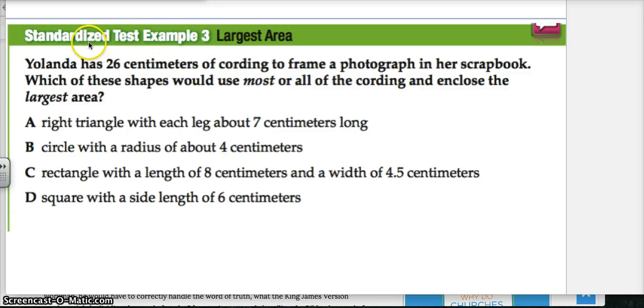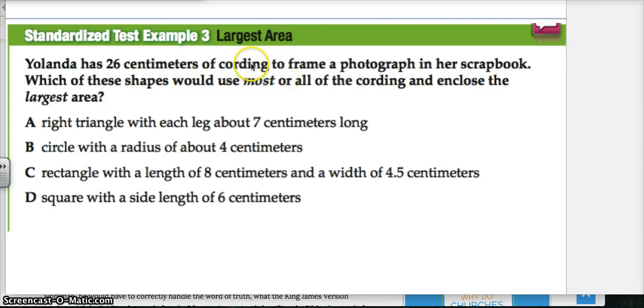Alright guys, here we are with the second part of this video for section 1.6. We're looking at standardized test example number 3. So we're looking at the largest area. Yolanda has 26 centimeters of cording to frame a photograph in her scrapbook. Which of these shapes would use most or all of the cording and enclose the largest area?